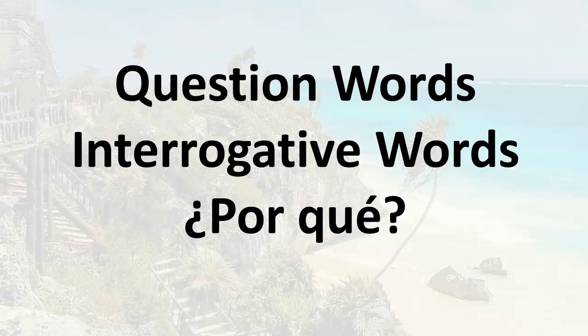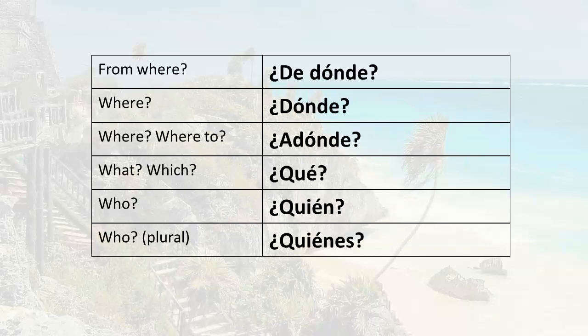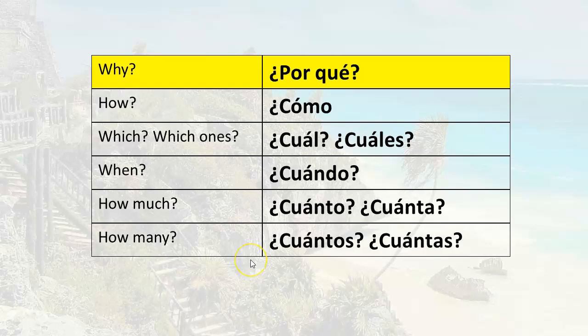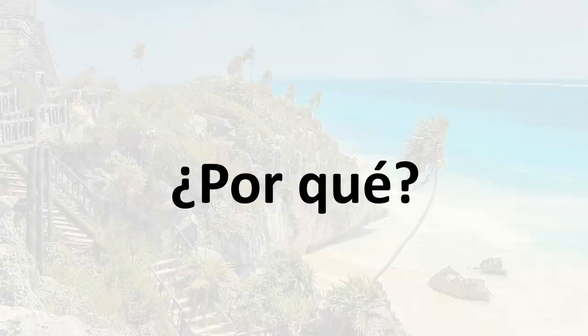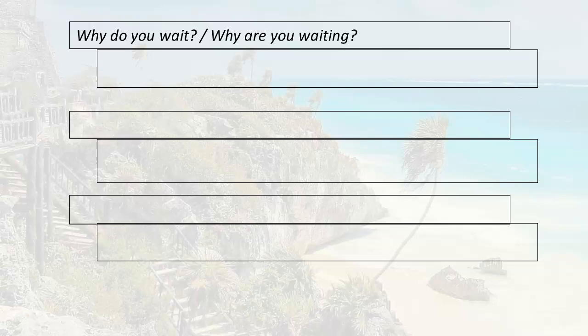In this lesson we are going to start with a new topic, and the topic is interrogative words, or simply question words. So here's a list of the interrogative words or question words that we have in Spanish, and we are going to have a video over each one. In this lesson we are going to focus on the question word why, which is por qué. Notice it's written as two words, and it does have a written accent mark. So por qué means why. So let's go ahead and look at some examples.